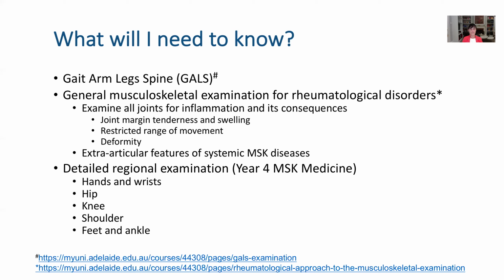At the end of the Year 4 musculoskeletal medicine rotation, it is important to master regional examinations involving hands and wrists, hip, knee, shoulder, foot and ankle, and there are videos on all of this on Canvas as part of this program. There were also videos to view on the GALS and the rheumatological approach to the musculoskeletal examination.